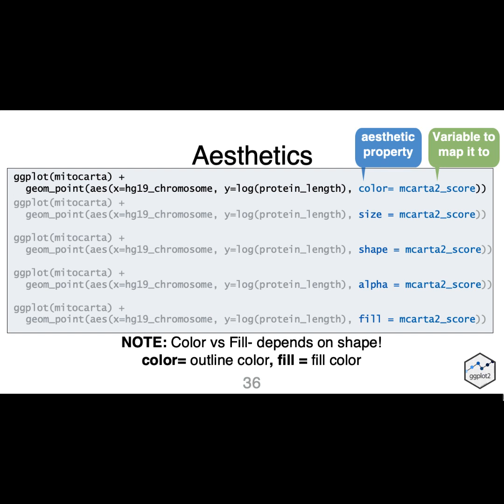And a really important note: if you want to change the color of your points or your boxes or your bars or whatever, and you change color and you don't see anything happen, it's because you need to change fill, and vice versa. So if you change one and you don't see the output you expect to see, try the other. Because on some of these geoms, the outline is actually the color and the fill is the color inside of the object.